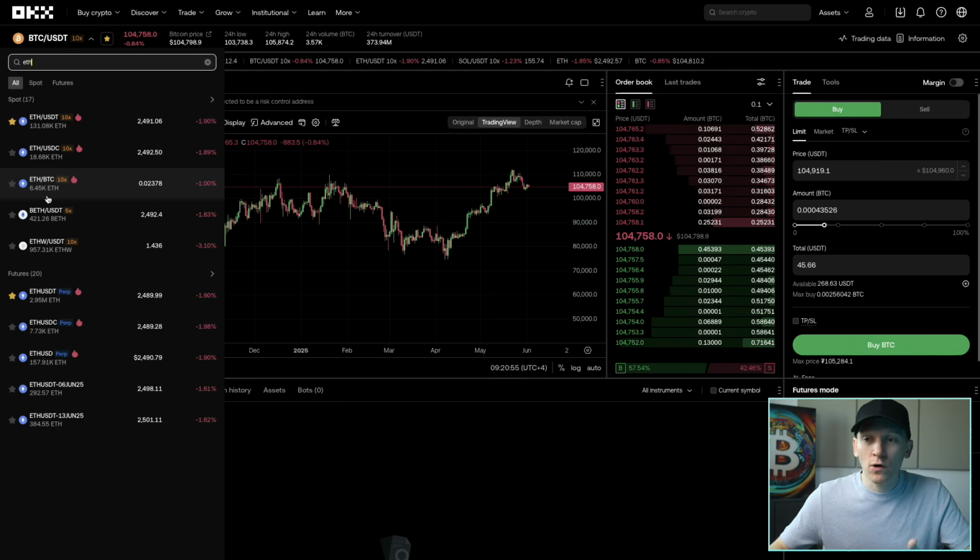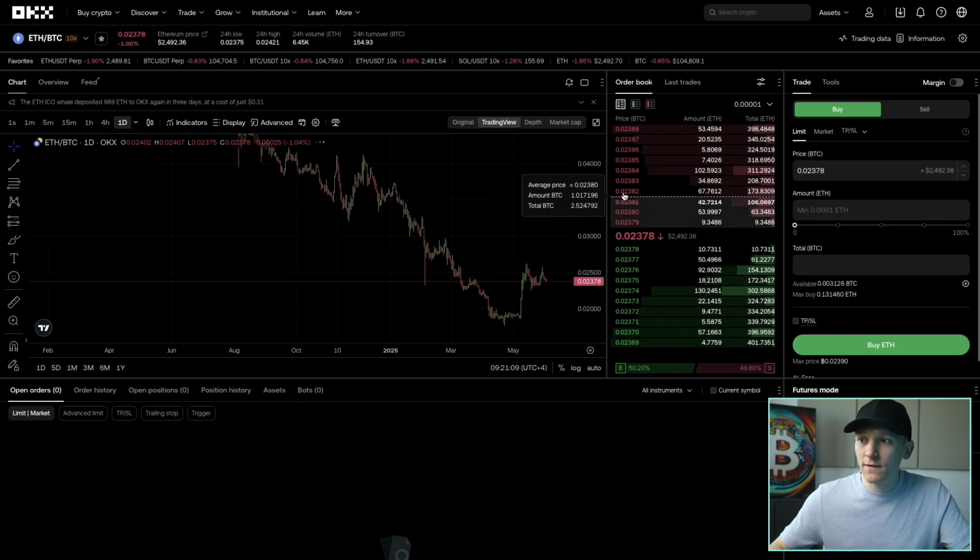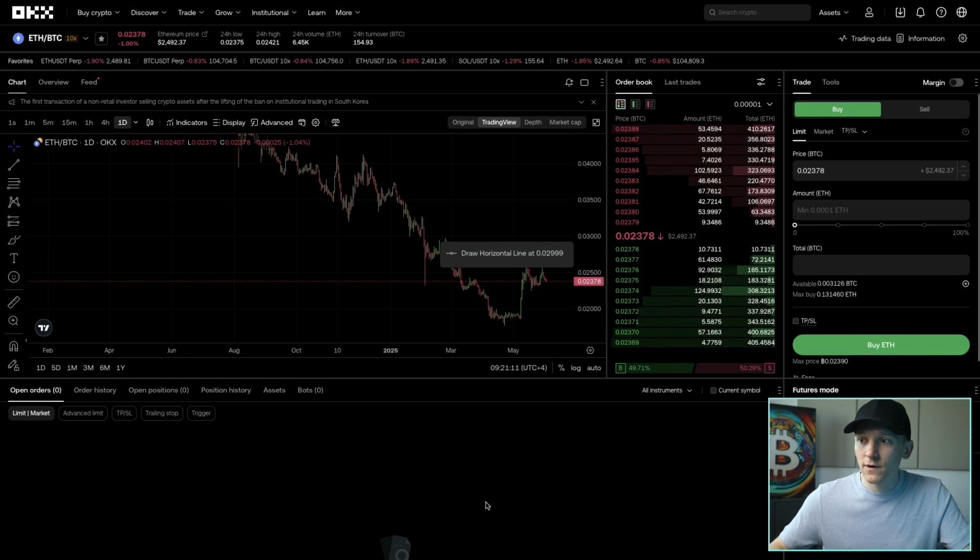And then you've even got a cross pair here. So some of the major currencies will have cross pairs where you can trade them directly. So if you've got Bitcoin, you can switch it into ETH, or if you've got ETH, you can switch it into Bitcoin via this pair. So if I click this one, you can see the chart changes. ETH has been losing a ton of value against Bitcoin recently. Very clear to see, right?